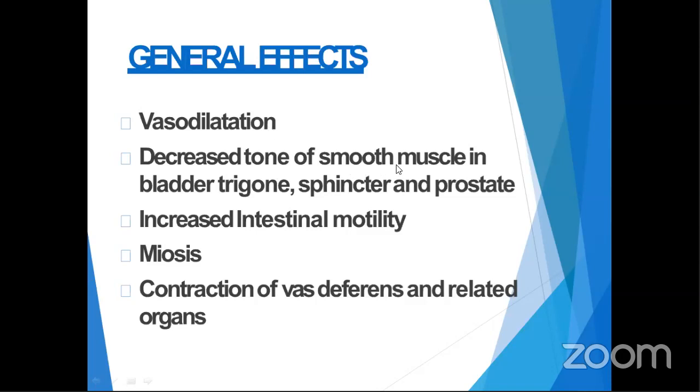Now, there is a decrease in tone of smooth muscles in the bladder trigone, sphincter, and prostate. You should remember that alpha-1 receptors are also present at the bladder trigone, sphincter, and prostate, and when you stimulate these alpha-1 receptors, it causes contraction. What we are discussing is an alpha blocker, so it's going to cause just the opposite. It decreases the tone of smooth muscle in the bladder trigone, sphincter, and prostate, and therefore it's going to ease micturition and ease urinary retention. It's also going to increase intestinal motility, which is not so important.